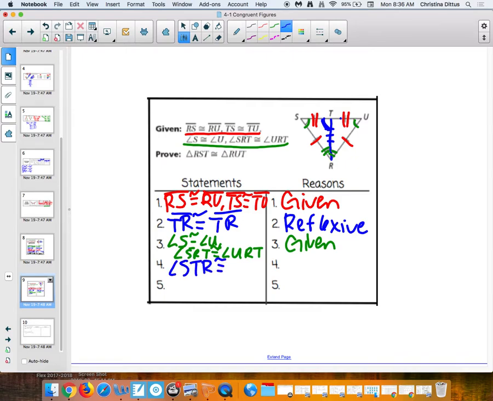How am I going to name this angle here? UTR. And why can I say that they're congruent? Third angle theorem. Good. The second one's UTR, right? UTR, yep.